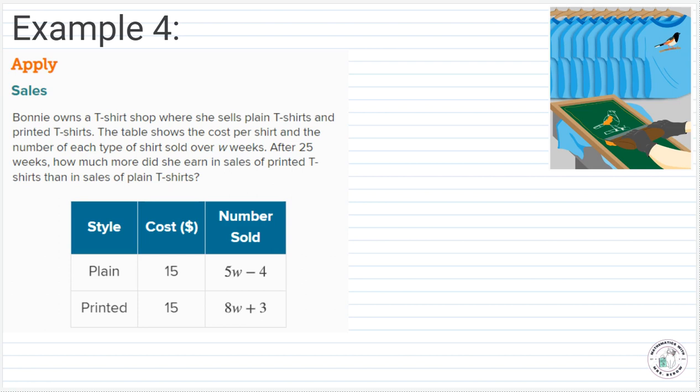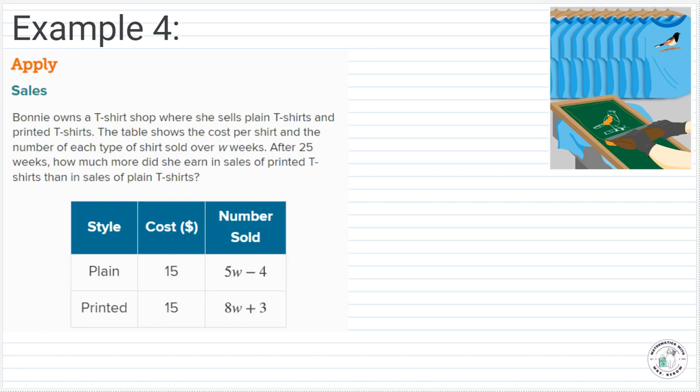So right now we have our plain and our printed. It says the cost for each of them is $15. The number sold was 5W minus 4 and then 8W plus 3. So on that table, we can see that the cost for each is exactly the same. So really what we need to worry about is the difference, because when it says how much more does she earn in sales of printed t-shirts, that means she's made more money based on those printed t-shirts, which again, we just got to find that difference. How many more were sold over the course of 25 weeks?